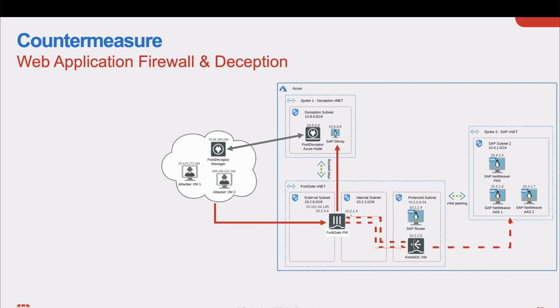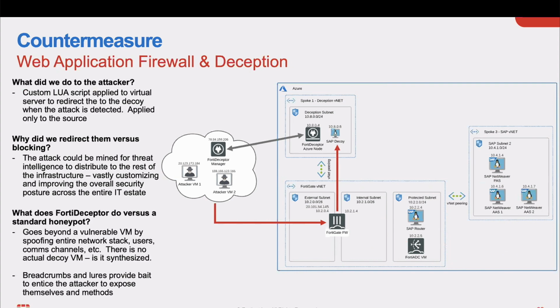What we have done with that is that we have custom Lua scripts, which you could write on the FortiADC and then attach to the virtual server. In this case, we have attached the Lua script to the 8090, which is the SAP application. And it says that when a WAF attack is detected, redirect to this decoy VM. That's what the Lua script is saying in the background.